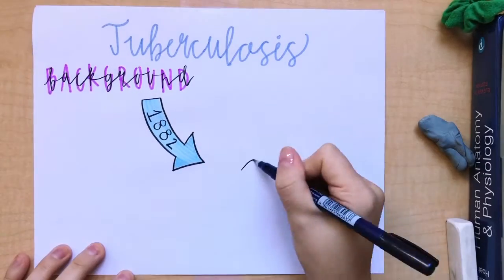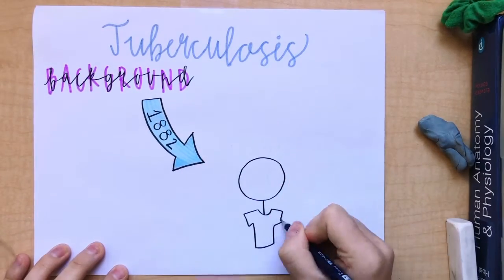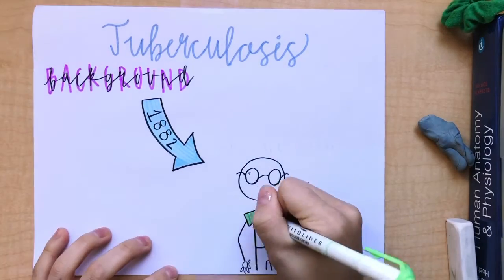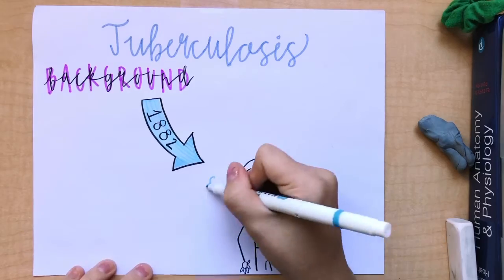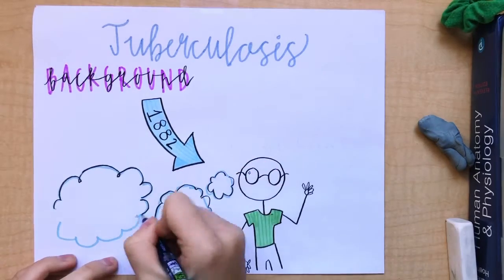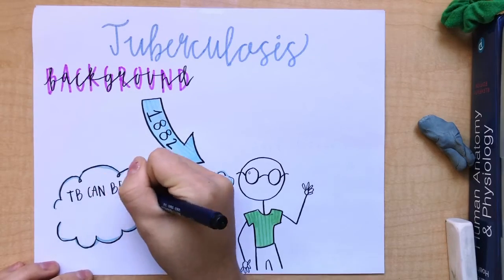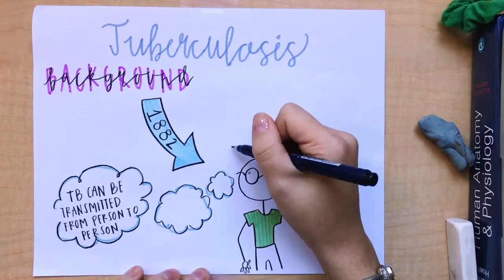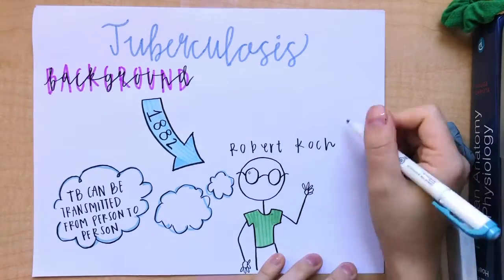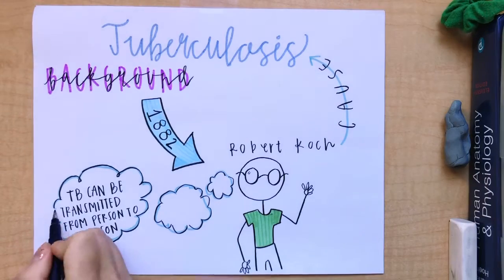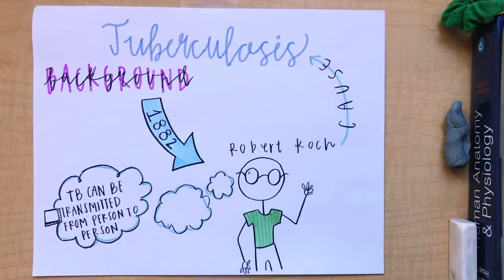So, back in 1882, a German microbiologist had this big idea. It was that tuberculosis was pathogenic, meaning that it was a disease that could be transmitted from person to person. And this guy's name was Robert Koch. He eventually did find out the cause of tuberculosis, and this confirmed his idea.